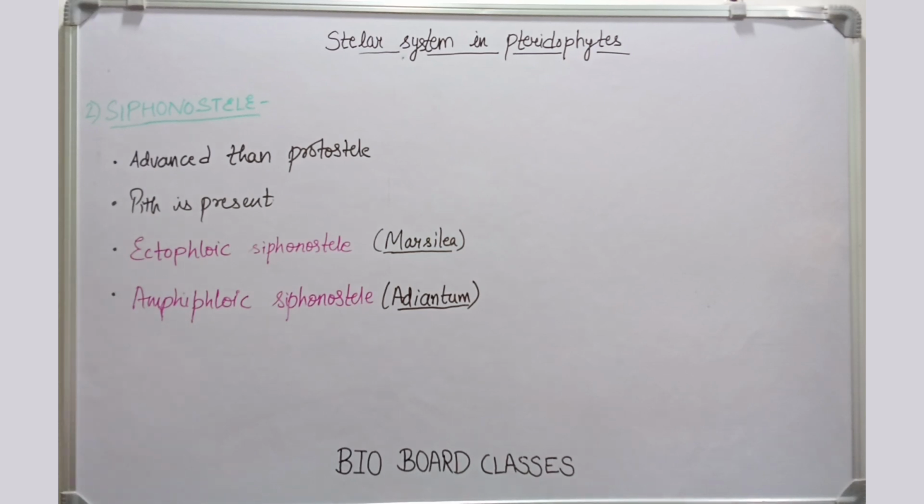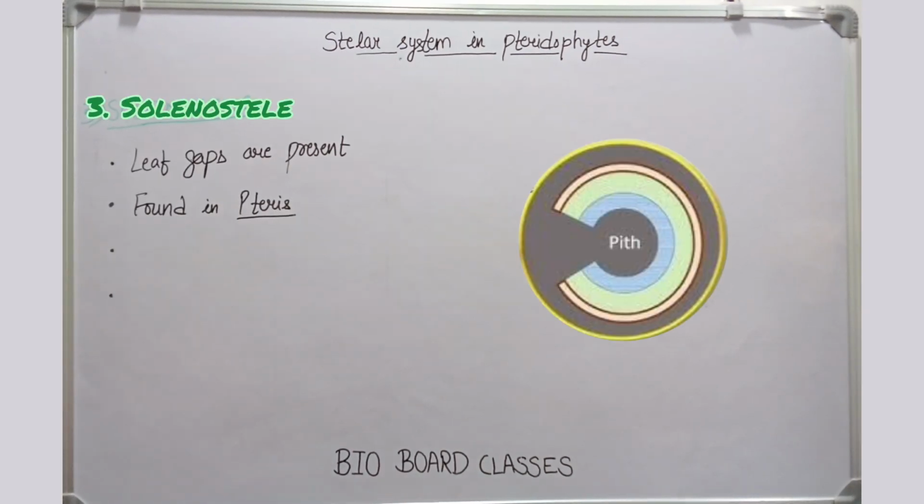Third is Solenostele. Solenostele is a type of Siphonostele where the vascular system is interrupted by leaf gap. What is a leaf gap? Area where vascular tissue is absent due to leaf attachment. A Siphonostele with non-overlapping leaf gap is Solenostele. It is still relatively simple and found in Pteris.